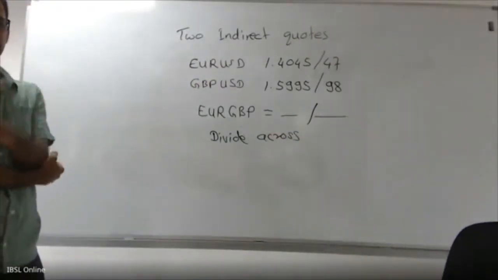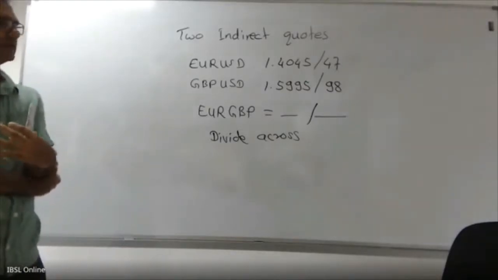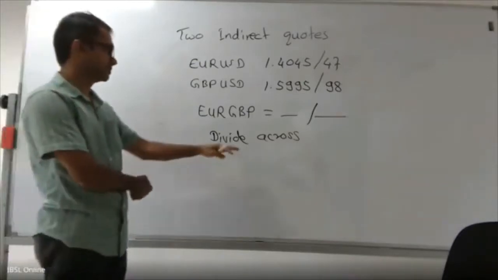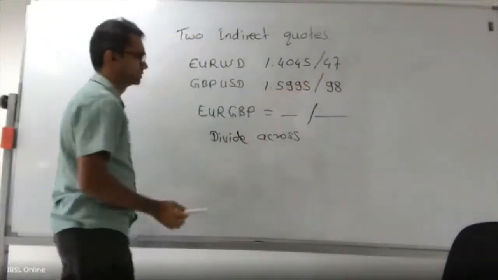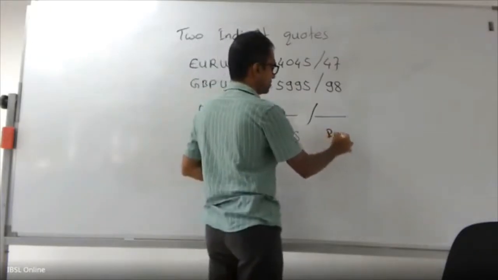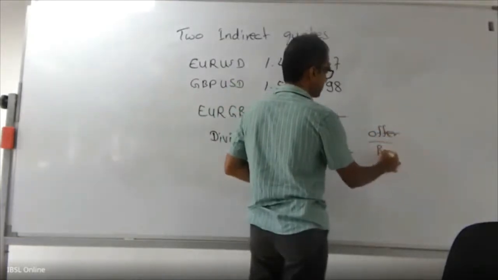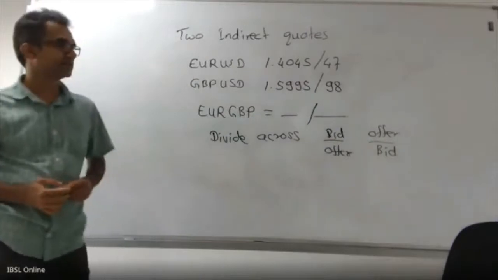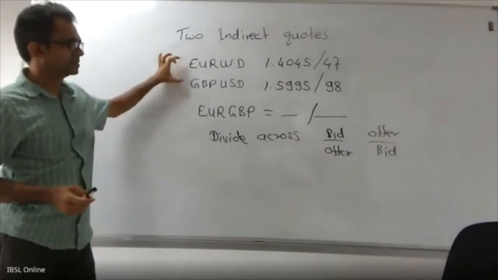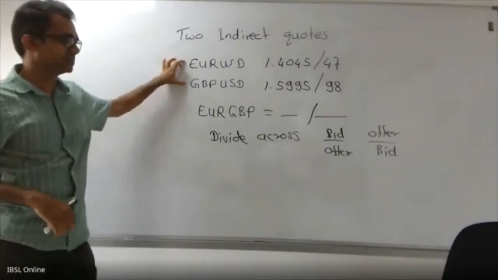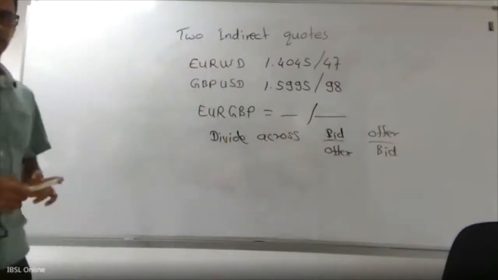That means bid divide by the offer, offer divide by the bid. That is the meaning of divide across. But there are two bids and two offers. Bid divide by offer and offer divide by bid. That's the rule. But there are two currency pairs. Bid of which currency pair should appear at the numerator and what should appear in the denominator?